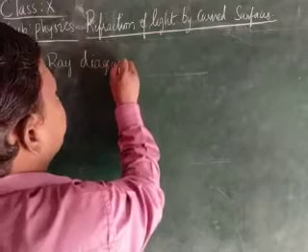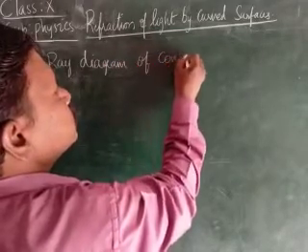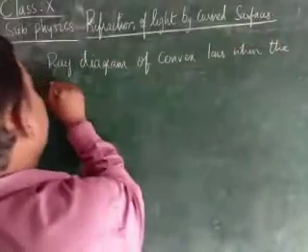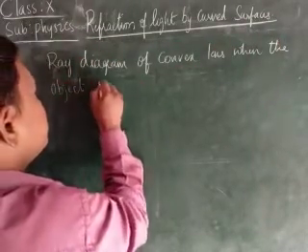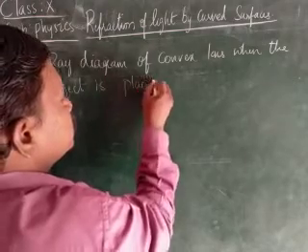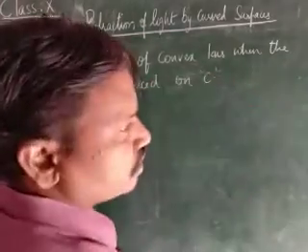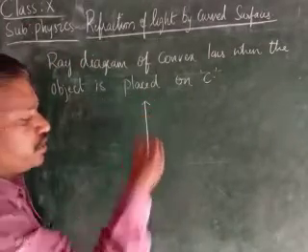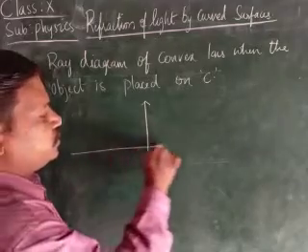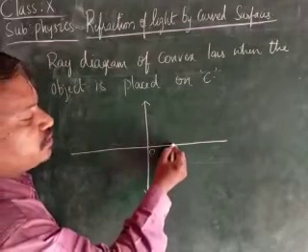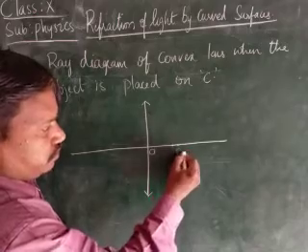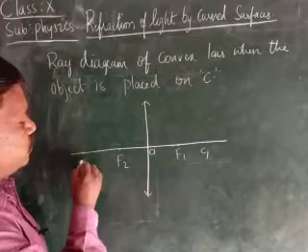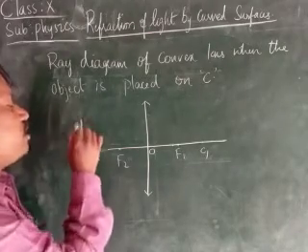A ray diagram of the convex lens when the object is placed on C. As we are learning about the convex lens, this is the optic center, F1, C1, F2, C2. The object is on C.